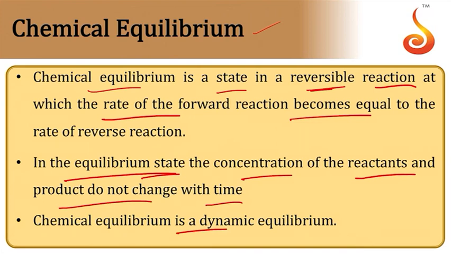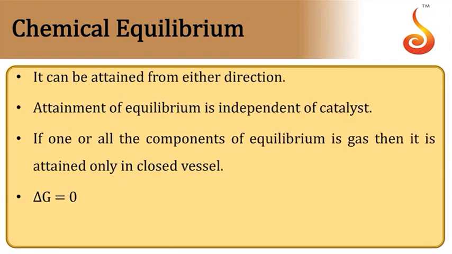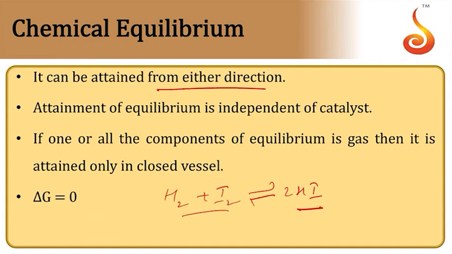Chemical equilibrium is also dynamic in nature, as well as the concentrations of reactants and products not changing with respect to time. And then, it can be attained from either direction. For example, we can attain equilibrium between H2, I2 and HI by starting with H2 and I2, or even by starting with HI to give H2 and I2. So we can attain equilibrium from the reactants or even from the products.